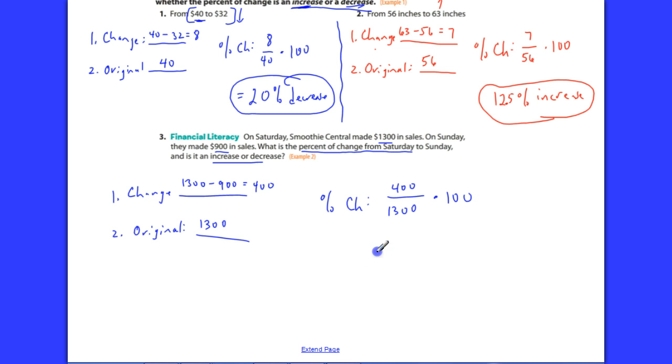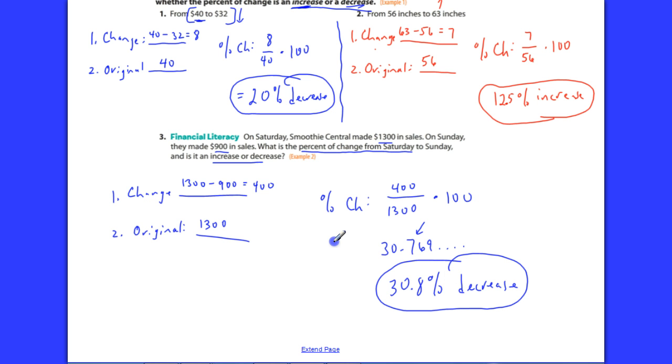Multiply that times 100. You're going to get a nice long number; it'll probably look like this on your calculator, 30.76923, dot, dot, dot. There's a whole bunch more numbers. Well, let's just go ahead and round it off to the tenths place, and let's just call it 30.8%. Now, is this an increase or a decrease? It went from 1,300 to 900. This is a decrease. So it's a 30.8% decrease, and that would be expected because Saturday is typically going to be a lot busier at a yogurt place probably than a Sunday.